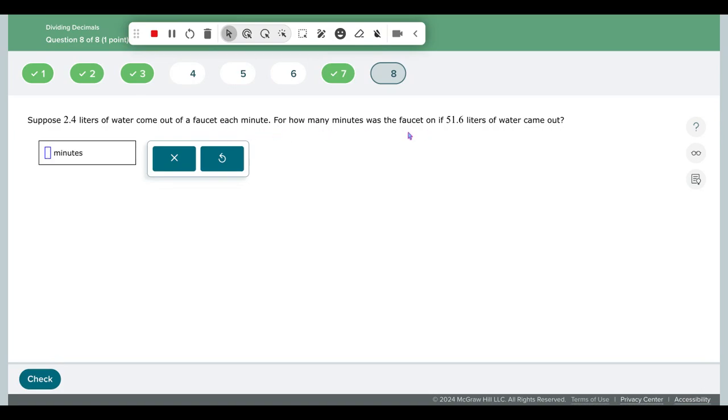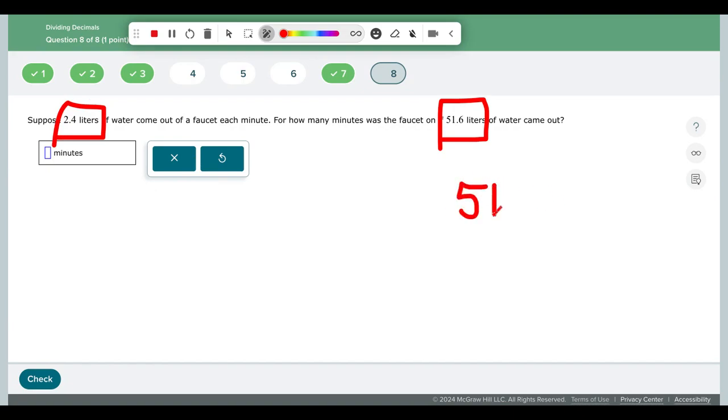For how many minutes was the faucet on if 51 6/10 liters came out altogether? Okay, so I am looking at this as my total, right? And this is how much will come out each minute. And I want to know how many minutes it's been on, right? So I'm going to take my total and I'm going to chop that up evenly by how many liters come out per minute. Okay, so that's how I know.